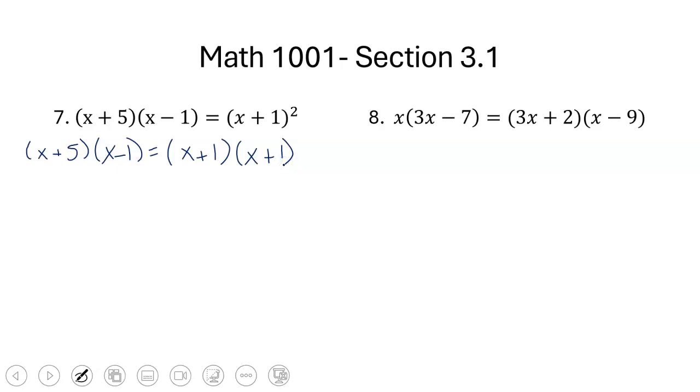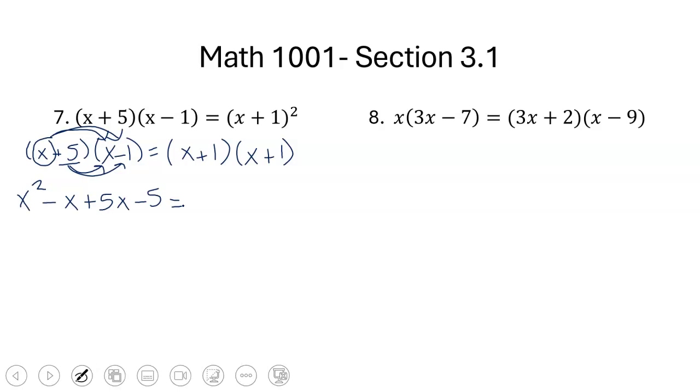Okay, so now I'm going to use my FOIL or distribute property on the left side, and then I'm going to use my FOIL distribute property on the right side. So take one side at a time. So I'm going to take this first x and I'll multiply it into the second group, the second parentheses. So x times x, how many x's? Squared. Then x times -1 is negative x. Then I'm going to multiply the 5 into the second group. 5 times x is positive 5x, and then 5 times -1 is -5.